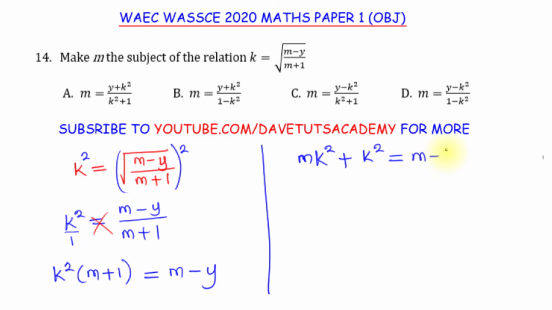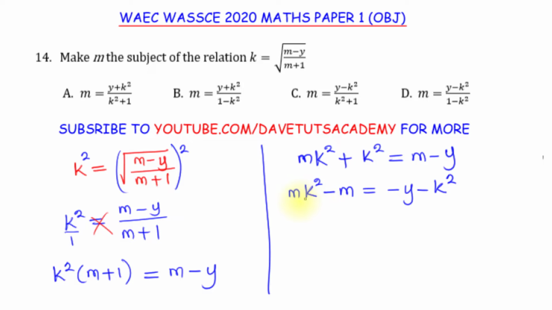m minus y. In this particular case, let's collect the like terms, the ones that are similar, let's bring them together, and we are going to have something like this. Let m move to the left hand side. We have m k square minus m, okay, is equal to minus y minus k raised to power 2. Because when this k raised to power 2 moves to the right hand side, it becomes minus.